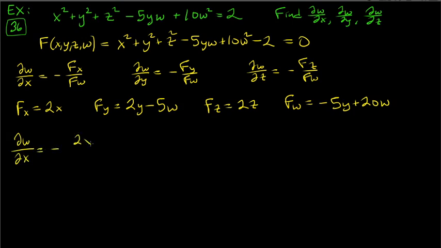So negative 2x divided by, let me squeeze this in here, negative 5y plus 20w. Of course, maybe we can write that with a plus 2x over 20w minus 5y. Oh, I got it backwards. 5y minus 20w. Because I'm bringing the negative downstairs here. So yeah, 5y minus 20w.